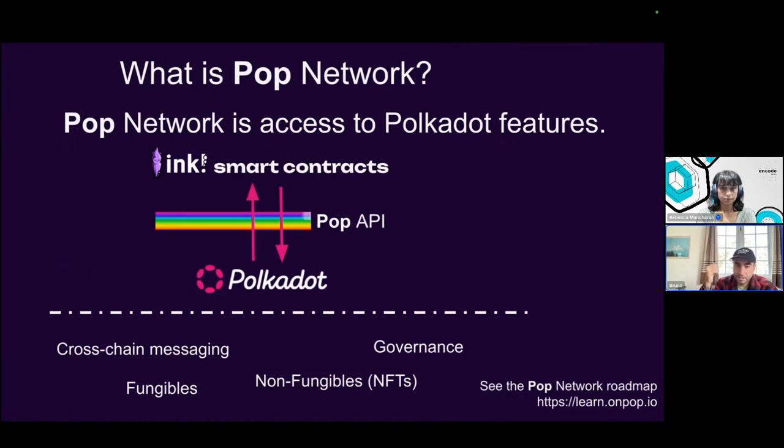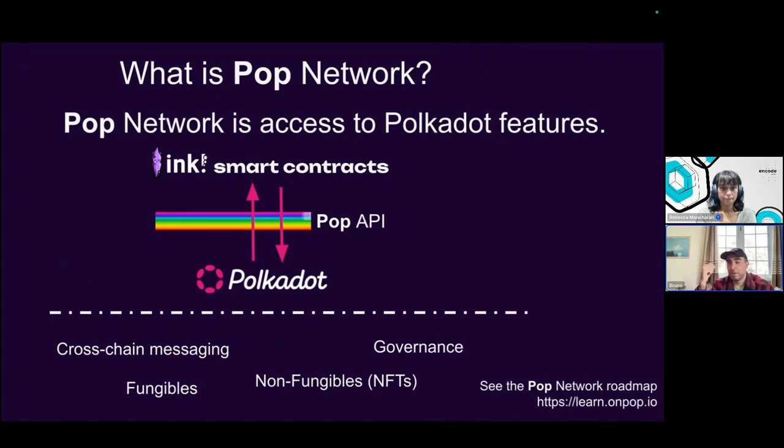So when you think about all the pallets that are in FRAME, right? For example, the assets pallet, fungibles, NFTs. There's a really nice NFTs pallet with all this NFTs logic, that previously you could not access from the smart contract level. So with POP API, you will be able to access that. You'll be able to write more powerful smart contracts, tapping into those Polkadot features.